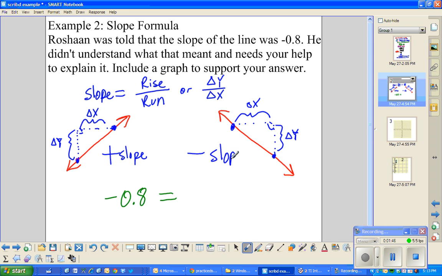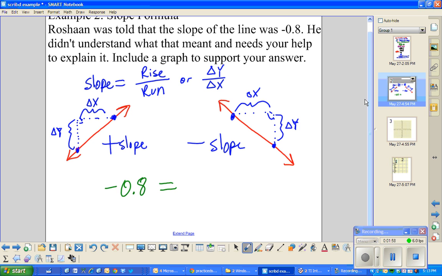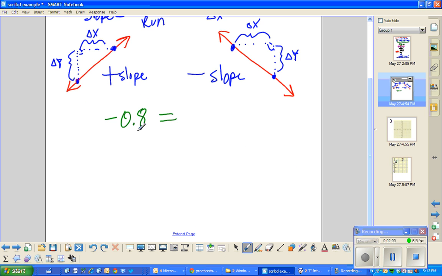In our case, Roshaan was told that the slope of the line was negative 0.8. He didn't understand what that meant and needs your help to explain it. Include a graph to support your answer. All right. Well, first of all, negative 0.8 is the same as negative 8/10. We could also say negative 0.8 over 1. That's the same thing as well.